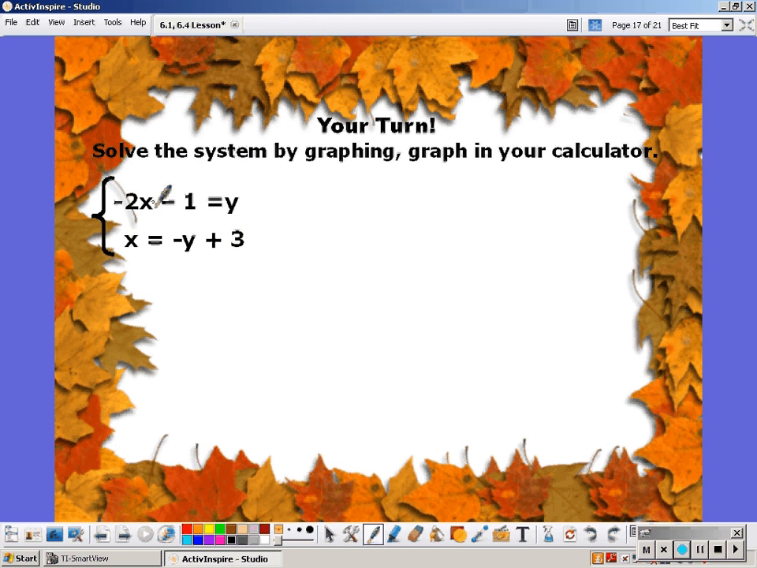Now you try. So solve this for y, and then solve that for y, and then plug them in your calculator, and you have the instructions for your calculator right in your notes.